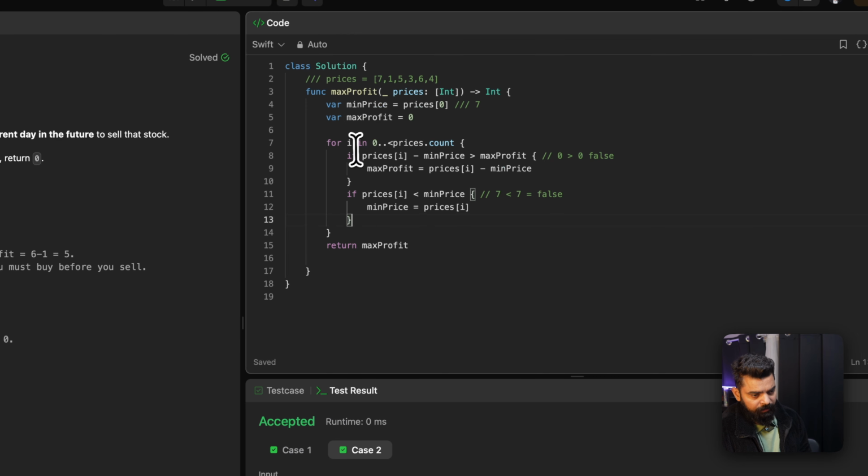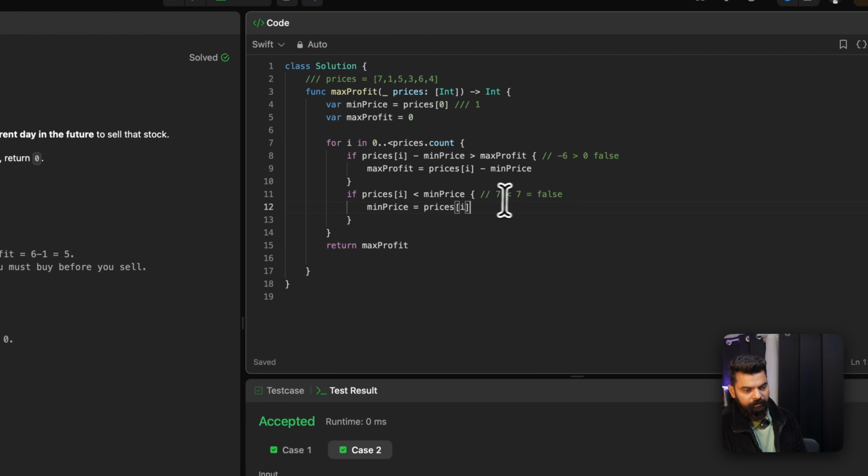Now for the second iteration, when it iterates again, it will go here. So we are checking prices[i] minus min price. Prices[i] is now 1, and min price is 7. So 1 minus 7 is negative 6. We are checking if negative 6 is greater than 0, and again it is false. And here we are checking prices[i], which is now 1, less than min price, and min price initially was 7. So now it will update our min price to 1.